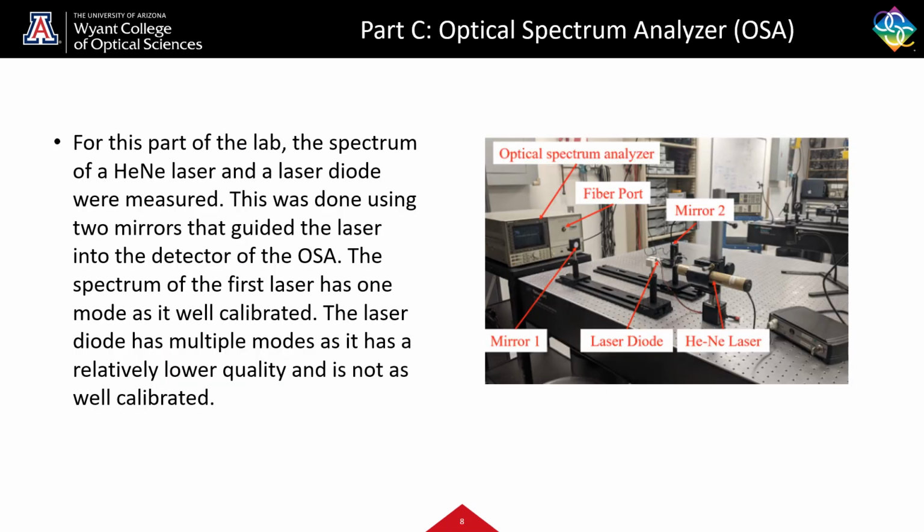For this part of the lab, the spectrum of a helium neon laser and a laser diode were measured. This was done using two mirrors that guided the laser into the detector of the OSA. The spectrum of the first laser has one mode as it is well calibrated. The laser diode has multiple modes as it has a relatively lower quality and is not as well calibrated.